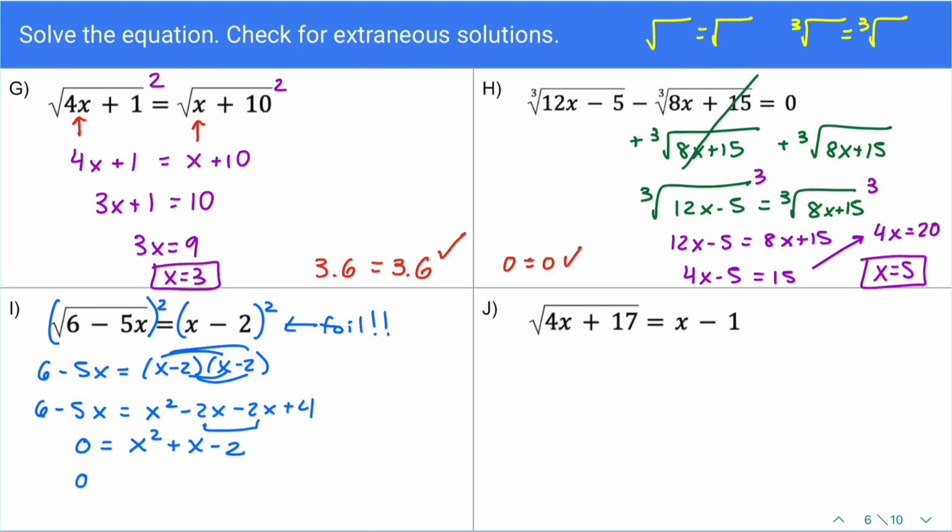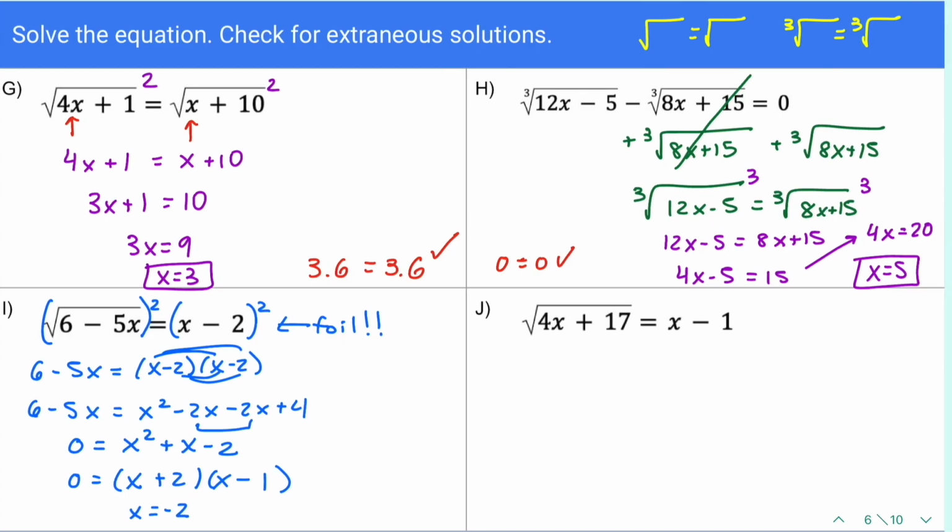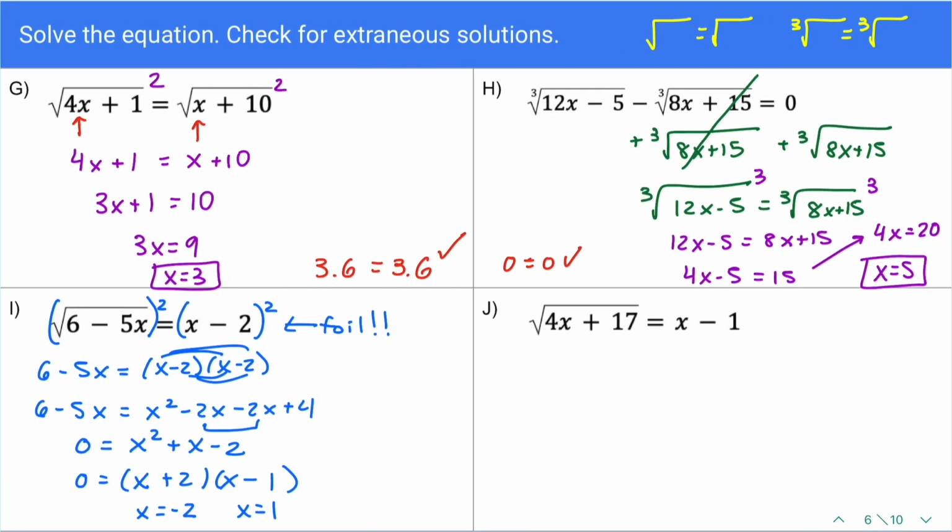Then you would go through and guess and check it. So x and x, two numbers that multiply to negative 2 and add up to 1, so positive 2, negative 1. And that would give me a solution of x equals negative 2 and x equals 1. Now, this part's not particularly fun, but it is really necessary.